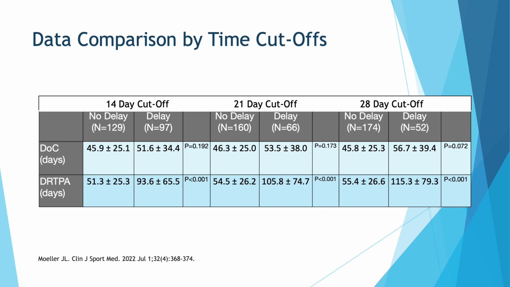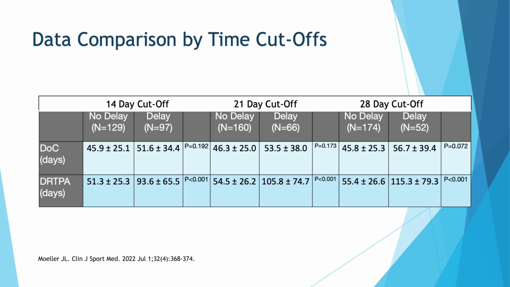And that difference was not statistically significant. However, when you look at duration for clearance for return to play activities, those who were diagnosed in less than 2 weeks were cleared around 51 days compared to 93 days for those diagnosed after, and that was statistically significant. When you look at the 28-day cutoff, once again, the duration of care was not significantly different, but the duration for clearance for return to play was again statistically significant, nearly twice as many days for return to play.